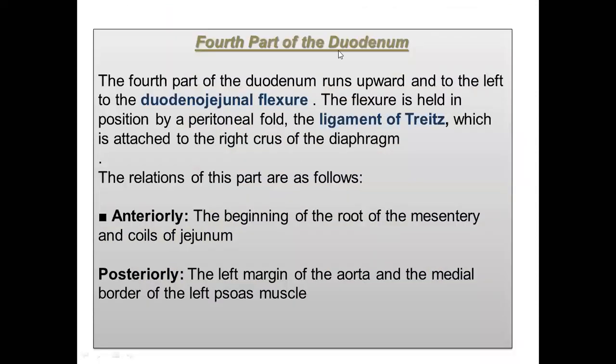Now, coming to the fourth part of the duodenum, it's the last part of the duodenum, and it is the smallest part of the duodenum, which is running upward and towards the left to form the duodenojejunal flexure.